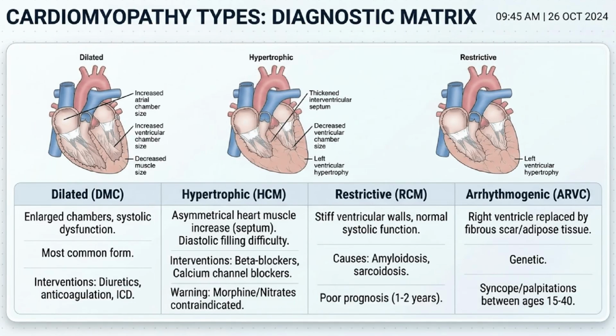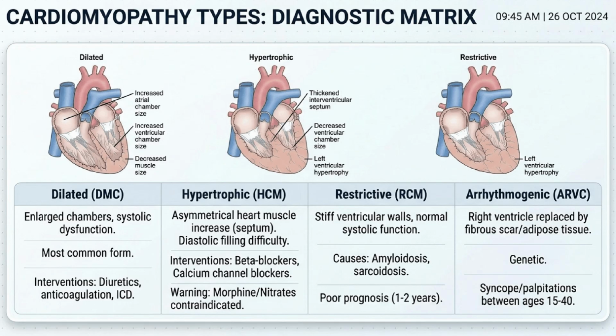Treatment focuses on preventing those forceful obstructive contractions. Clinicians might use beta blockers to slow the heart rate, or a pacemaker. There is even a procedure where they inject alcohol directly into a branch of the artery feeding that overgrown tissue. Wait, really? Just straight alcohol? Yeah, it causes a localized, controlled death of that specific muscle, shrinking the obstruction.